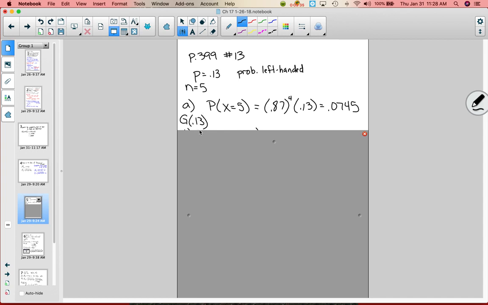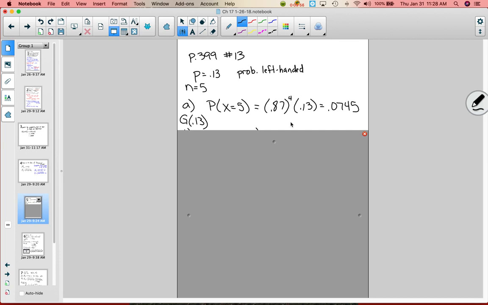This is my notation because remember, for geometric, we have the probability of success. Here was 0.13. So that means we had 4 people who were not left-handed, and then the 5th person was. So you might be doing a problem like this one, where one part might be geometric and then the next part might be binomial.